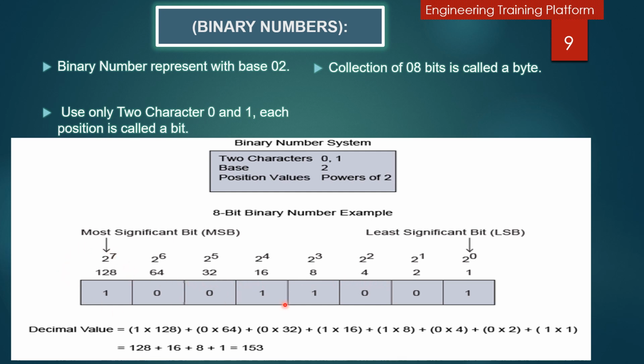In step number 2, we find the decimal value by adding the numerical values for all the positions. Whenever you calculate, start from the most significant bit. This is the most significant bit: 1 multiplied by 128 and 0 multiplied by 64. Accordingly, we apply all the values, and finally we get the result. This binary number is equal to the decimal value of 153.